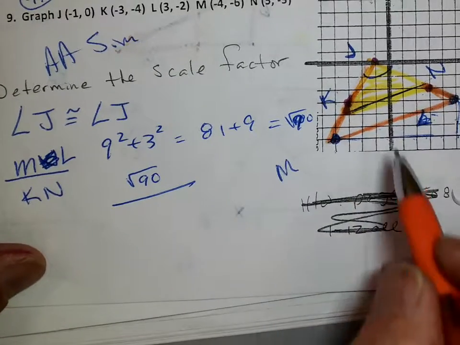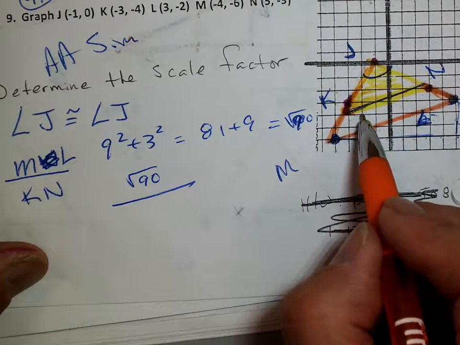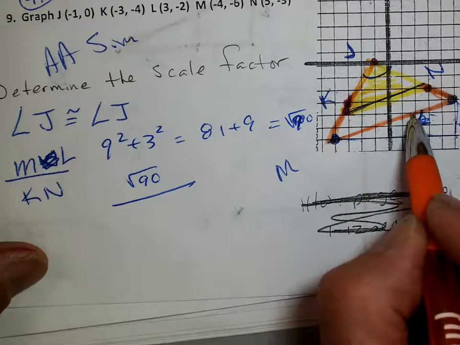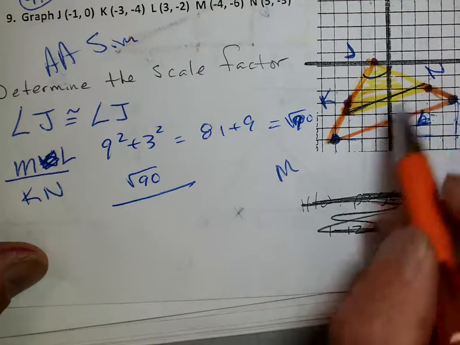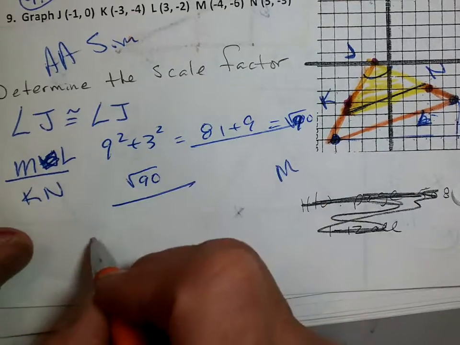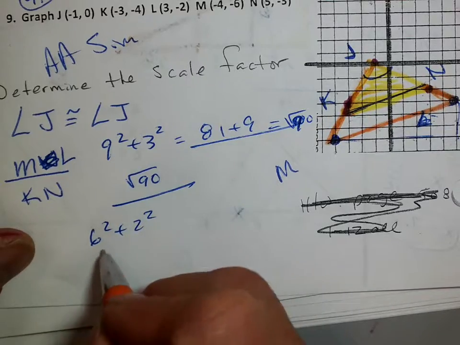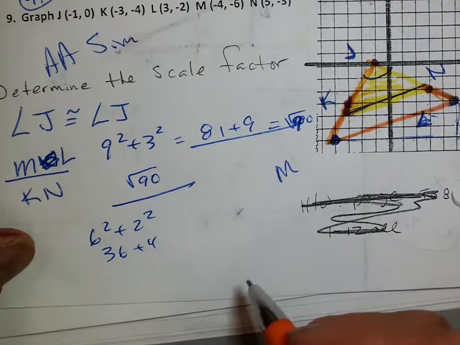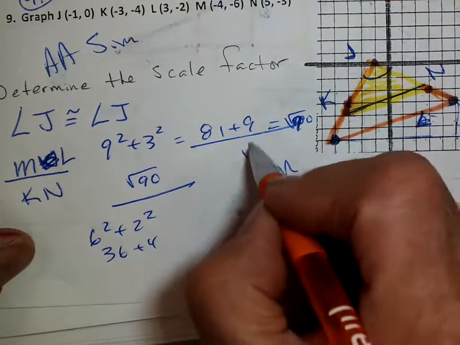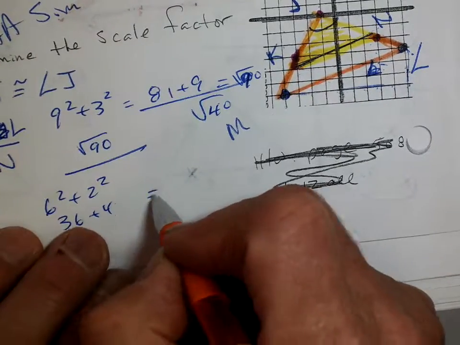And then let's figure out what the length of KN is. Let's see, that's going to be 1, 2, 3, 4, 5, 6, 1, 2. That's going to be 6 squared plus 2 squared, which is 36 plus 4, which is the square root of 40. Okay? I should probably do this again.